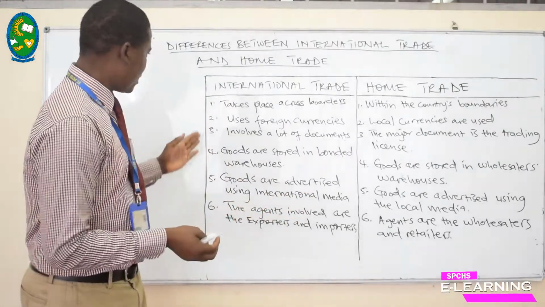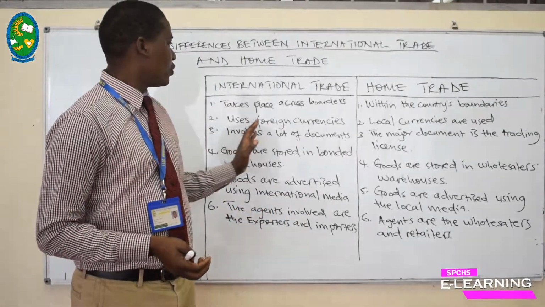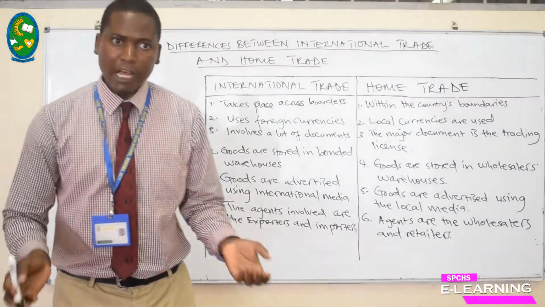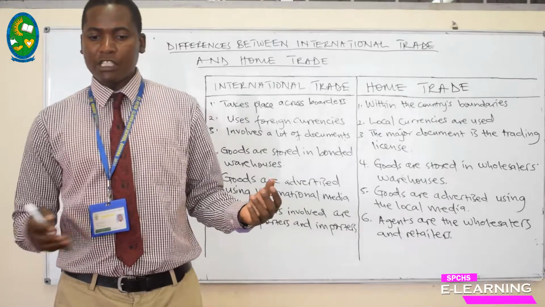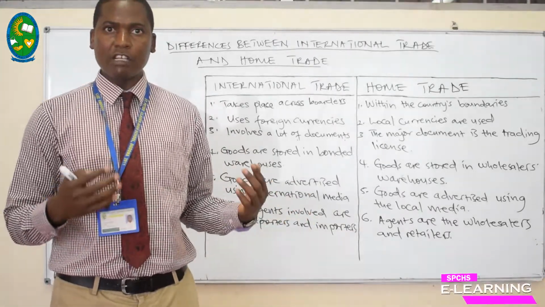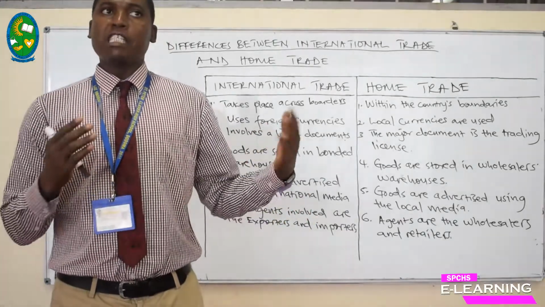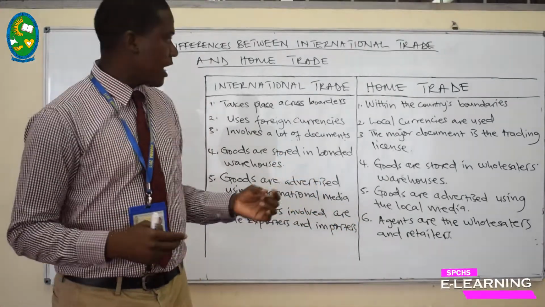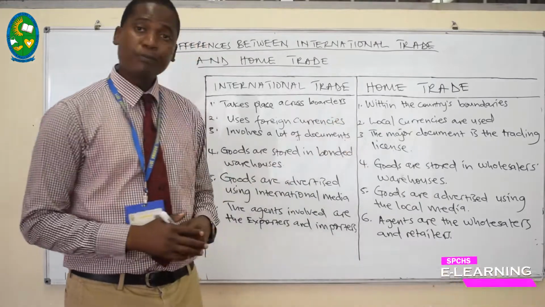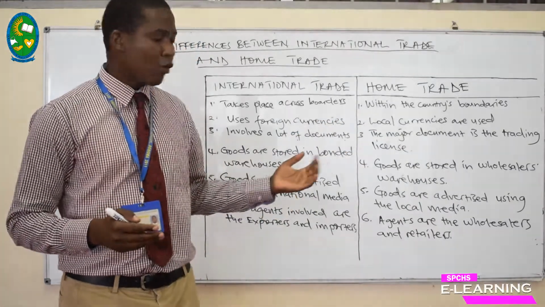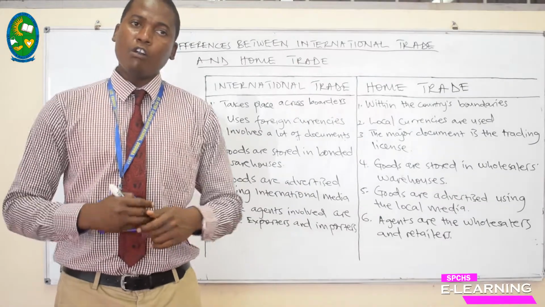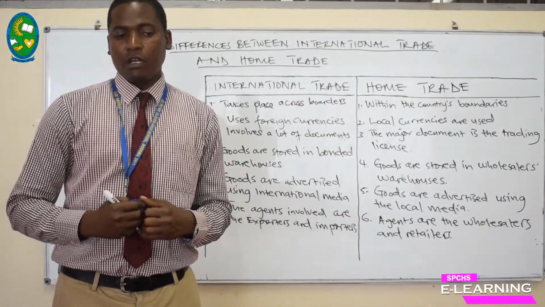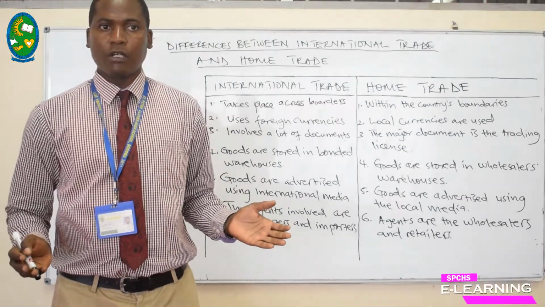The next difference is that international trade uses foreign currencies. For example, the pounds, the dollars. If there's a trader who buys goods from Zambia, then that trader must use the Zambian currency, which is called kwacha. Whereas in home trade, we use the local currencies. All traders in Tanzania use the local currency of Tanzania, and that is the Tanzanian shilling.